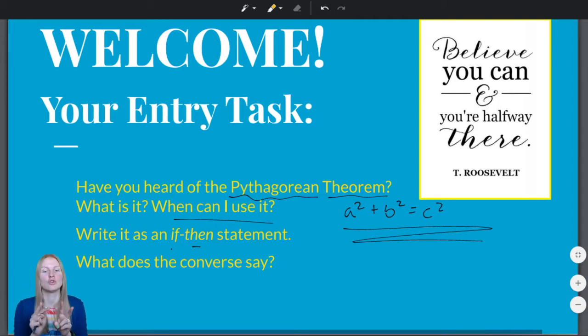So, can you write the Pythagorean Theorem as an if-then statement? Remember, Chapter 2 is conditional statements. If what, then what? And then, once you write an if-then statement, can you write the converse of that if-then statement? Can you write the converse of the Pythagorean Theorem? Now, we're not going to do this right now because that's what section 9.1 is about. We're going to learn about the Pythagorean Theorem and its converse, but I want you to get started thinking about these. See if you can write it yourself before we even talk about it together.